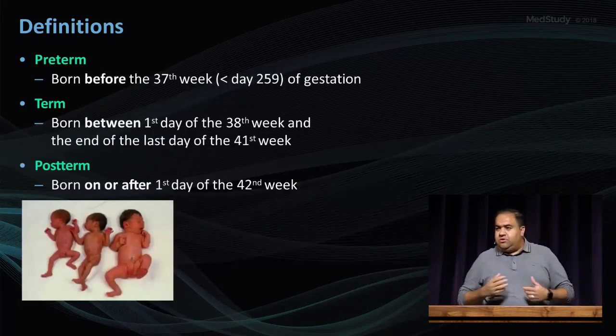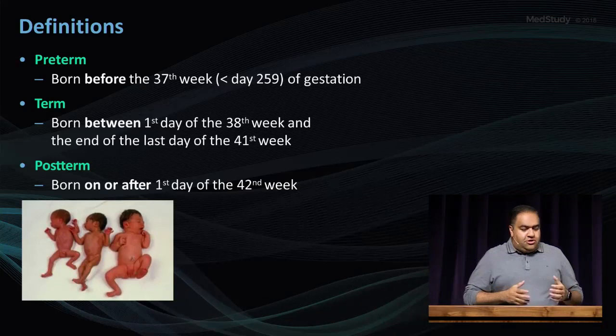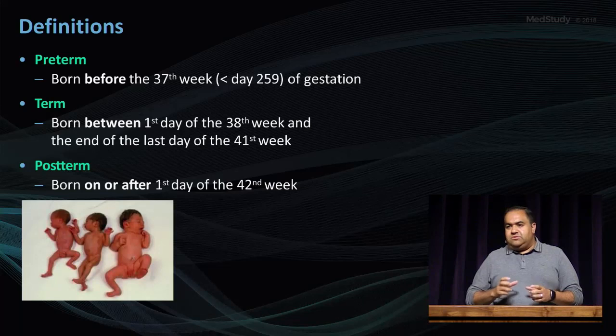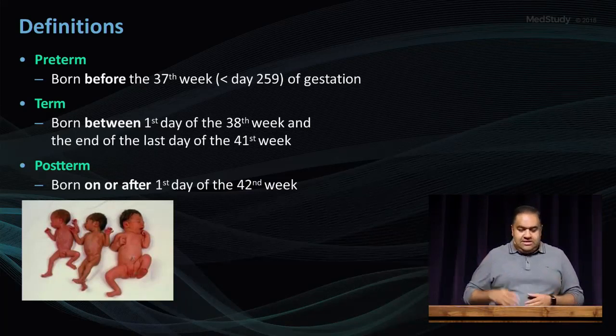All right, so continuing on with definitions, preterm infants are born before the 37th week of gestation. Term infants are born between the first day of the 38th week up to the end of the last day of the 41st week. You'll see in the literature there are some discrepancies with exactly where it fits, but typically before 38 weeks is considered early. Term is 38 to 41-ish weeks, and then post-term is beyond 42 weeks.